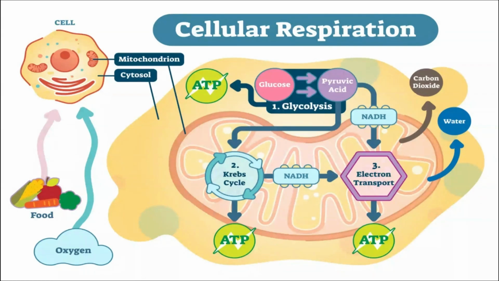Now, cellular respiration. This is just our overall picture. We have this in our notes. You can see where, again, glycolysis happens outside of the mitochondria, but inside the cell. Then we go to the Krebs cycle. Then we go to the electron transport chain. And as you can see, ATPs are being put out. And then we also have carbon dioxide and water leaving.